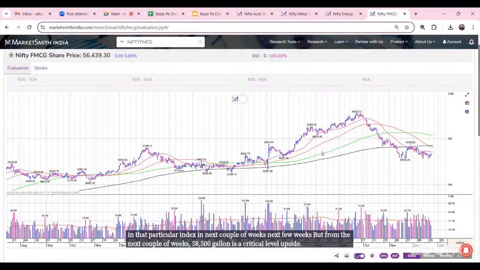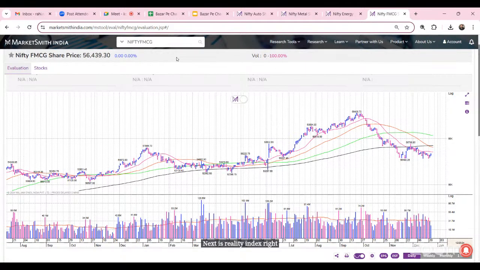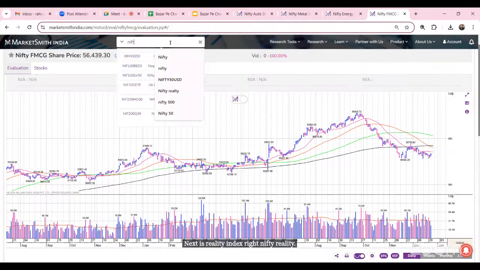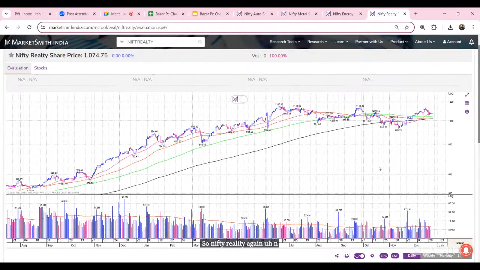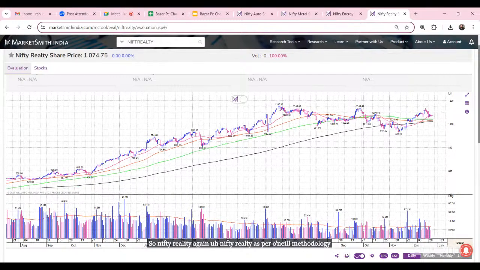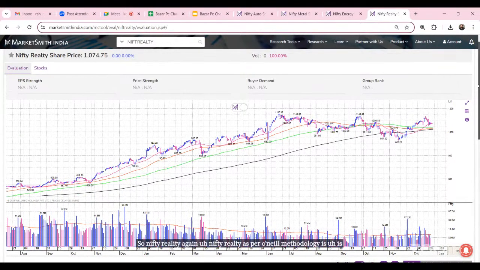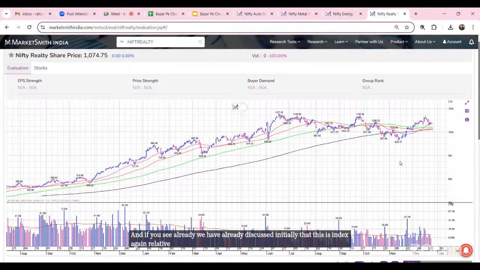Next is the realty index, right? Nifty Realty. Nifty Realty, as per O'Neill methodology, is in a confirmed uptrend. And as we already discussed initially, this index on a relative basis is an outperformer in this particular calendar year, generating around 40% kind of return till now. If you see, it is near its all-time high level.